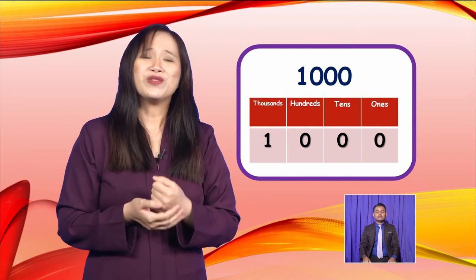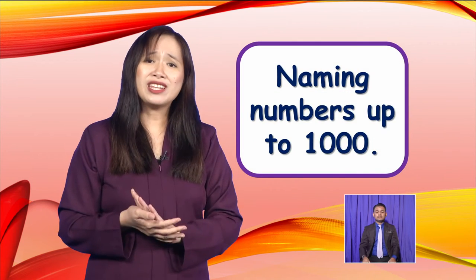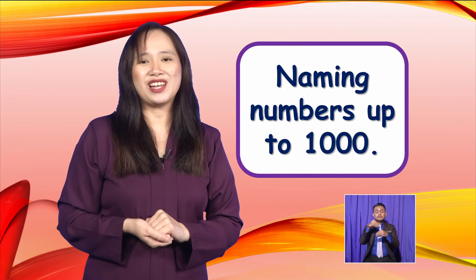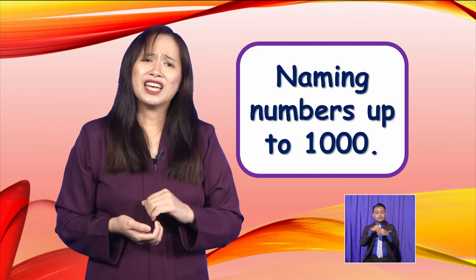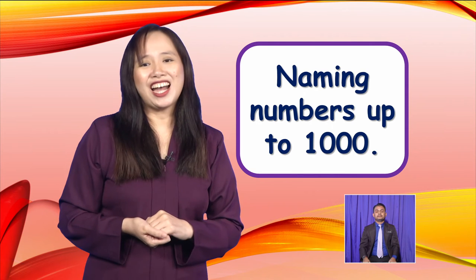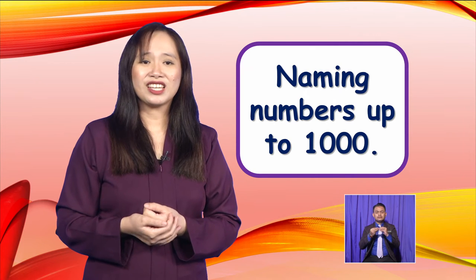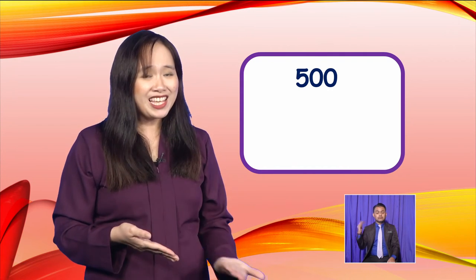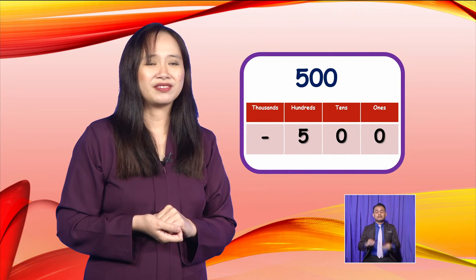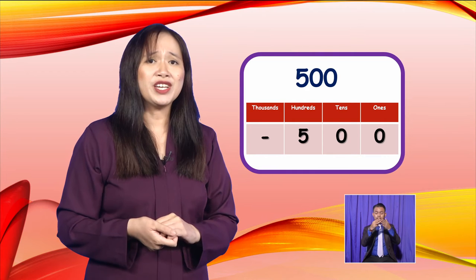So now we know the value of 1,000, how it looks like in numerals, how it is written in words, and the place value of every digit. Now let's name any other number up to 1,000. Look at this number. Let's put the digits in the place value table. Then we name the number in the hundreds place. This is 500.